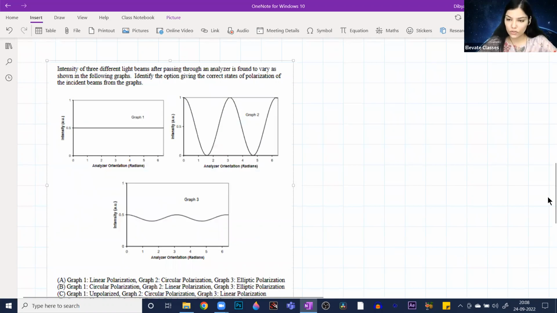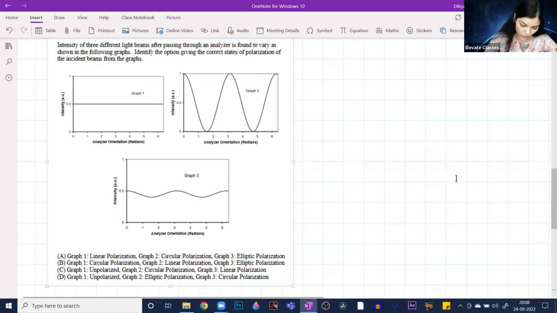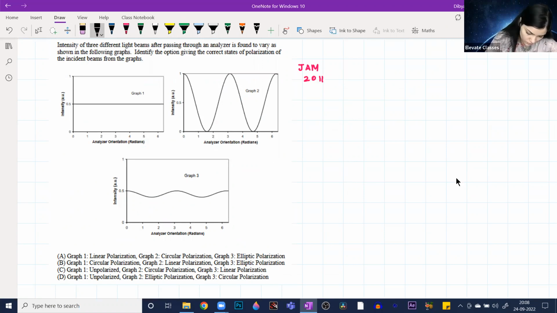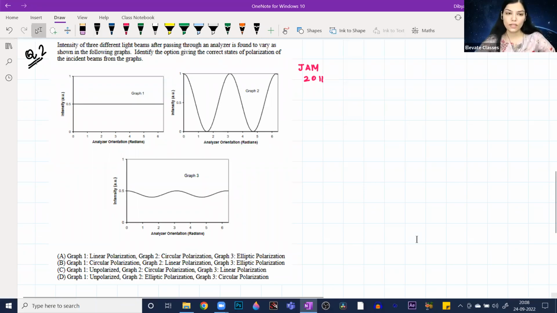So this is a question from JAM 2011. So here, what is given to you is that 3 graphs are given. Intensity of 3 different light beams after passing through an analyzer is found to vary as shown in the following graphs. So if an analyzer is given, basically what we are doing is making a graph. We are rotating the pass axis of the analyzer, and for each corresponding theta value, I'm plotting what intensity value comes.